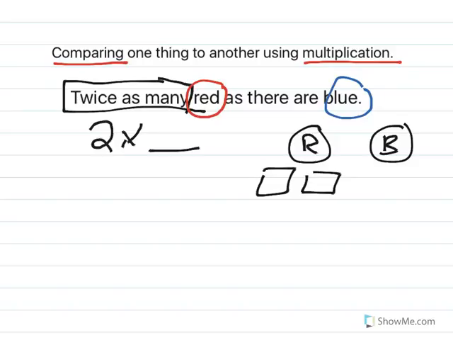So here are my 2 that red has, because red has twice. And there is my blue. Now let's say blue has 3. Then red has twice as many as the blue. That is 2 times the 3, and that would equal 6. So here in this statement, twice as many red as there are blue, I have 6 red and 3 blue, because 6 is twice 3.